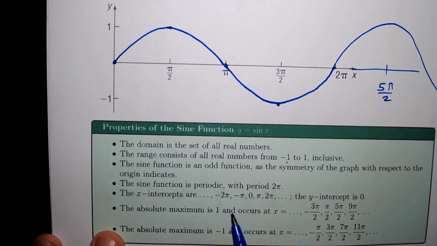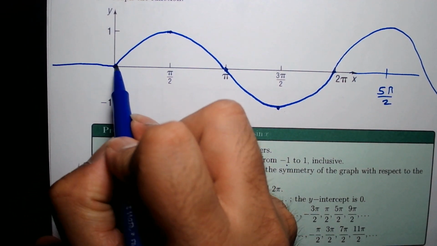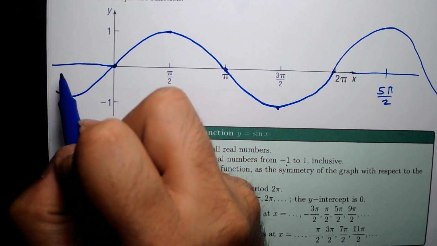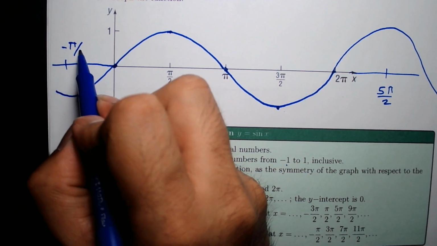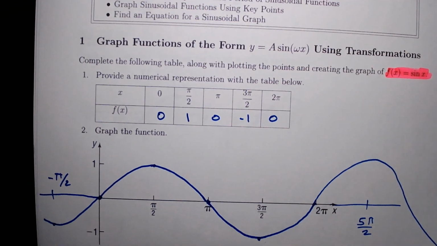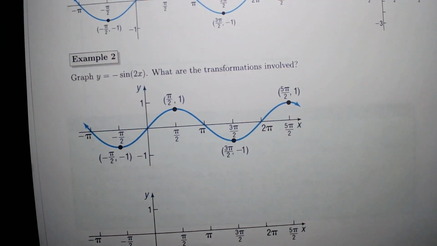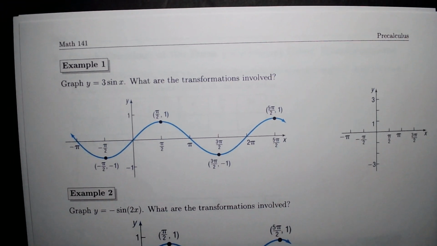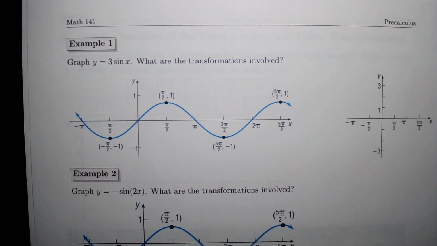If I went back right here, this would be -pi over 2. All right. So that's pretty much the bigger picture for the graph of sine. Of course, these graphs, just like the ones that we did in chapter 2 at the beginning of the course, suffer other kinds of transformations.